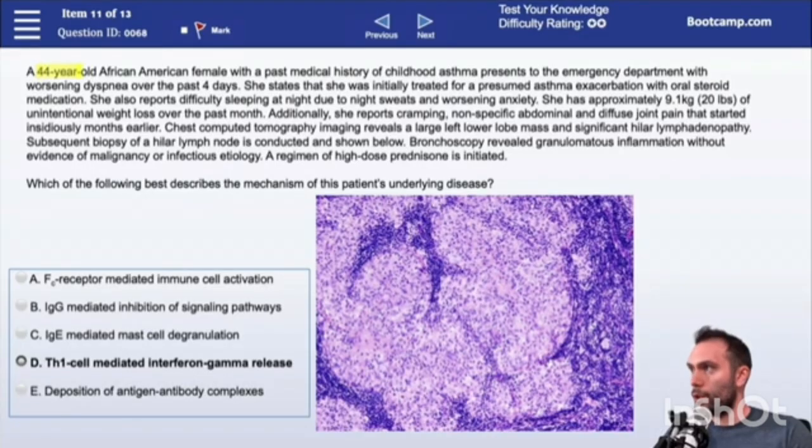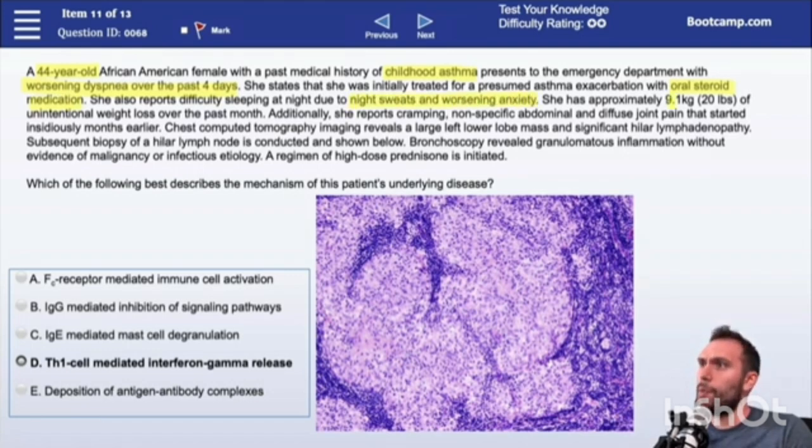All right, so we have a 44-year-old African-American female with a past medical history of childhood asthma who's presenting to the emergency department with worsening dyspnea over the past 4 days. She states that she was initially treated for a presumed asthma exacerbation with an oral steroid medication. She also reports difficulty sleeping at night due to night sweats and worsening anxiety.